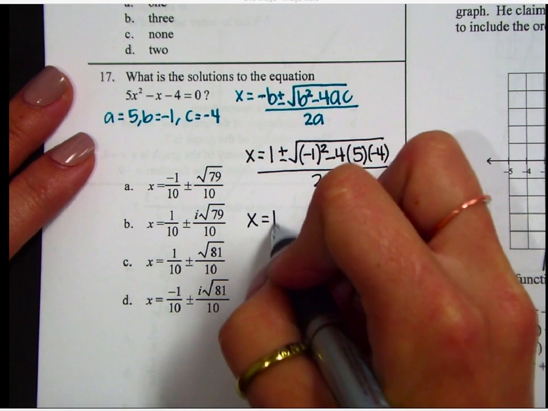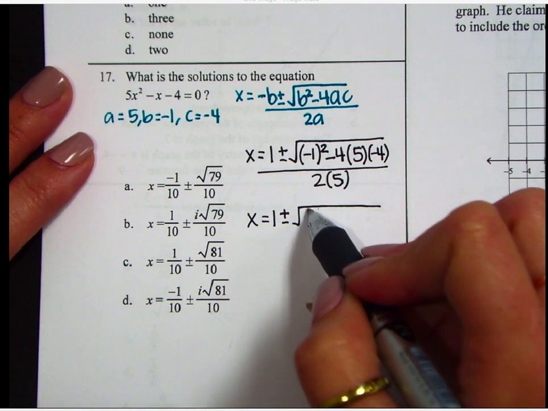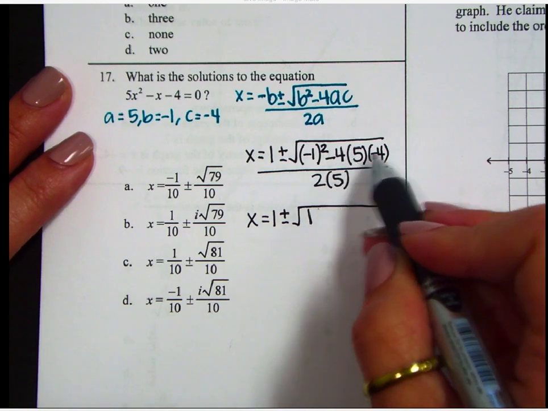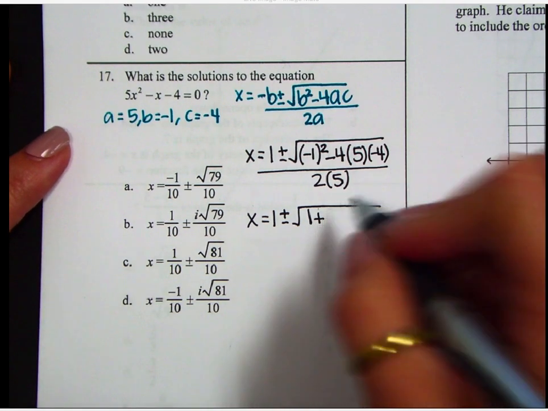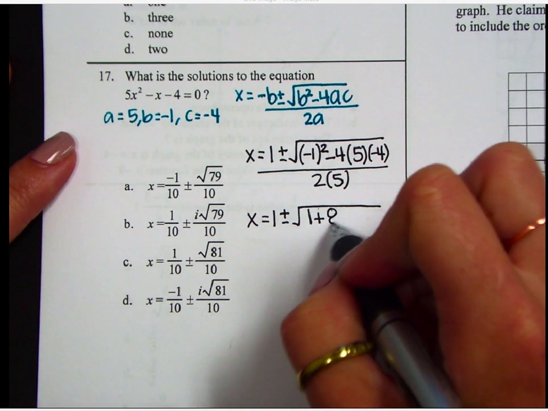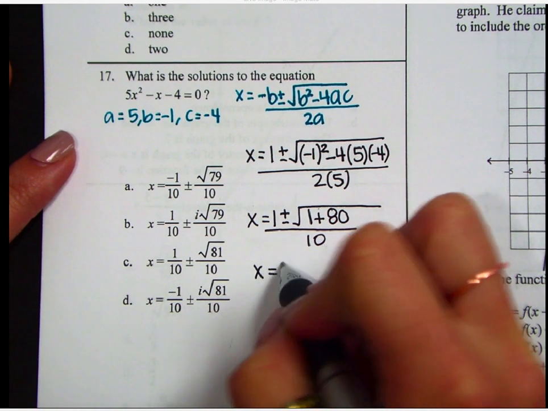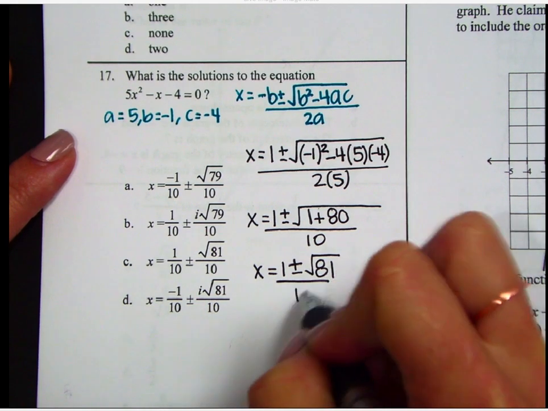So x equals 1 plus or minus the square root. Negative 1 squared is 1. Negative 4 times 5 is negative 20. And negative 20 times negative 4 is positive 80, all over 10. And 1 plus or minus square root of 81 all over 10.